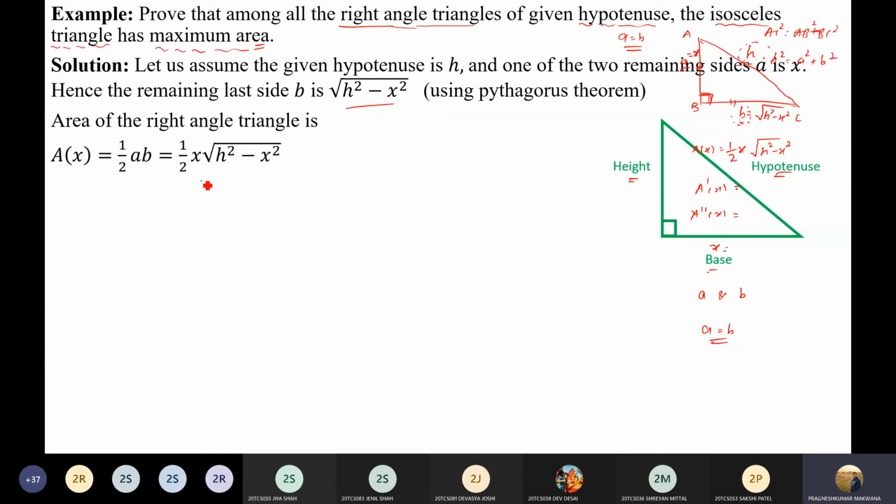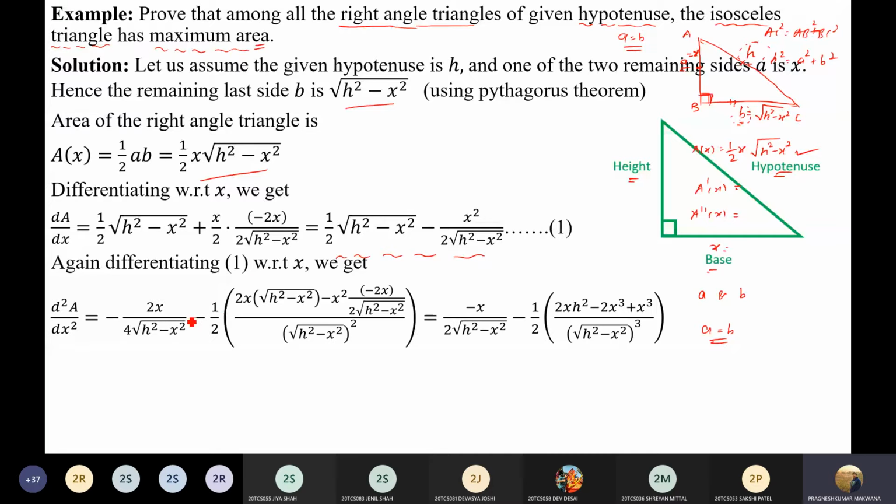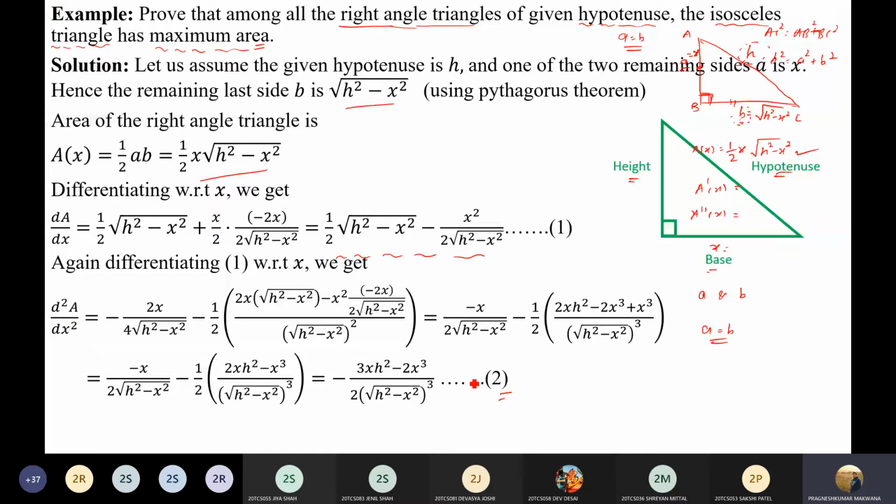So area of the right angle triangle is this one. We have already seen that here. Now find out the derivative. So the derivative is in this form. That is called equation number 1. So again, differentiation we have to find out after simplifying. There are so many ways to find out the second derivative. So you can use the simple way, but here we discuss this way by using simple derivative, and here we applied division rule. So you can multiply it, and after simplify, there are so many ways to calculate d square A upon dx square. So here equation number 2.